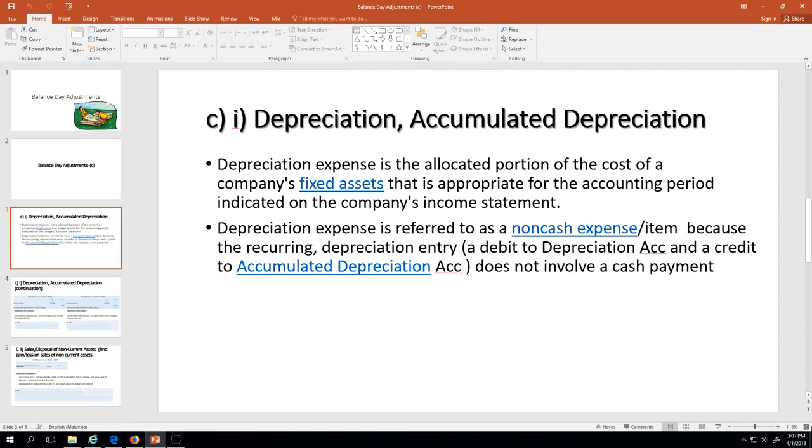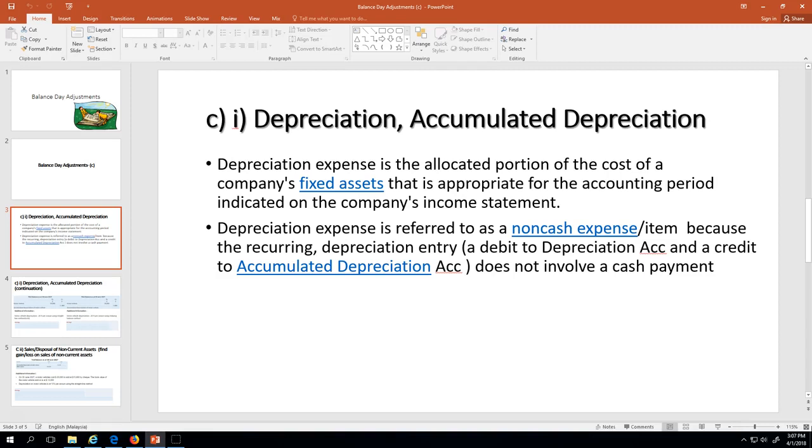However, it's good to know that depreciation expense is a non-cash item. Why? Because when your car value goes down, do you pay any money to anyone? No, right? The only time you pay for the car is when you buy it, or if you took a loan, when you are paying for the mortgage. However, the loss of value is not a cash item, but it is still considered an expense under the Statement of Comprehensive Income, SOCI.